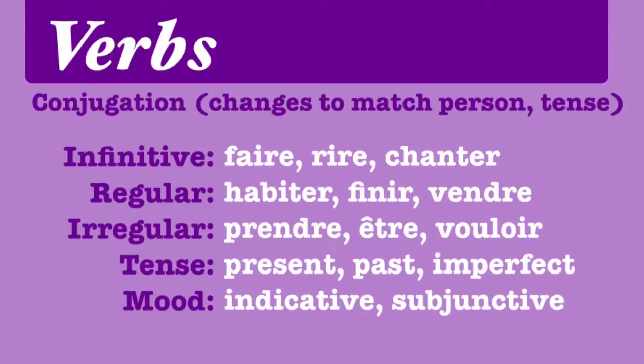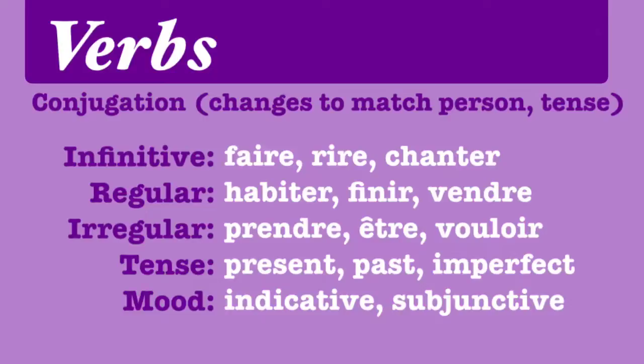Now, in addition to conjugating verbs to match the subject, verbs can also be conjugated in different tenses or moods. So I've listed three examples of common tenses. We have the present tense, the equivalent of I do. We have the past tense, I did, and the imperfect tense, I was doing.